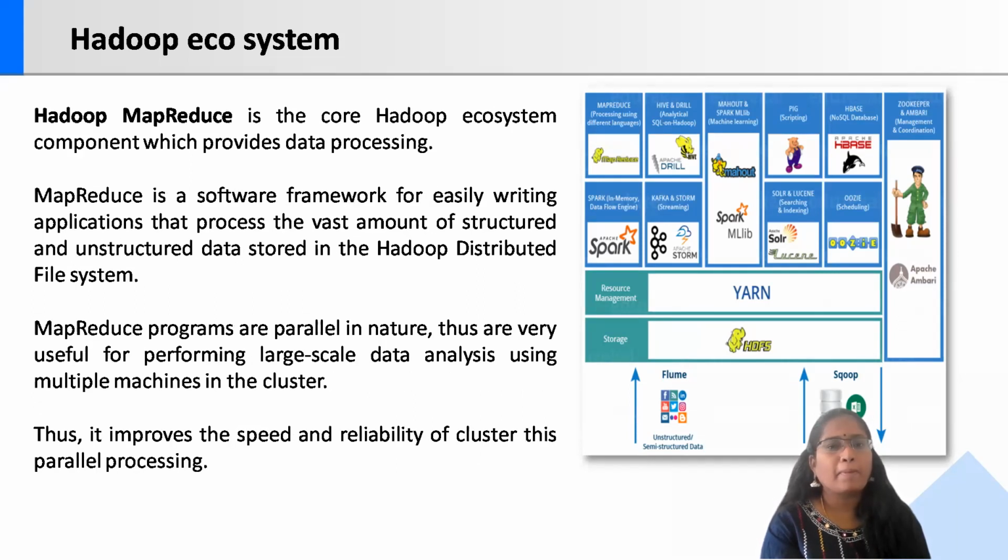And the next thing is MapReduce. I told you two things, one for storage, another for processing. This is a software framework for easily writing applications that process vast amounts of structured and unstructured data in HDFS storage. MapReduce works by processing in parallel and is mainly useful for performing large-scale data analysis. The main considerations are speed and reliability of the cluster through parallel processing.